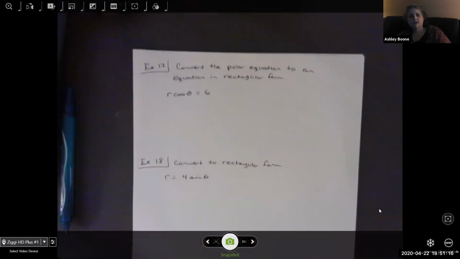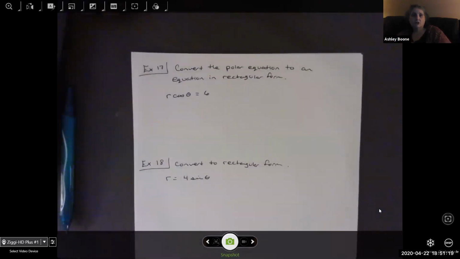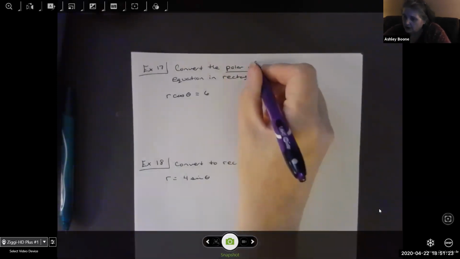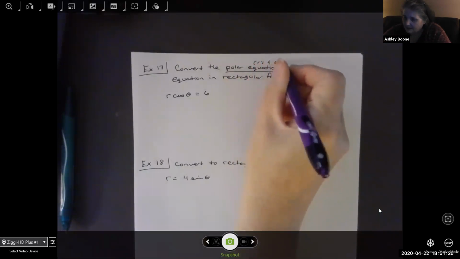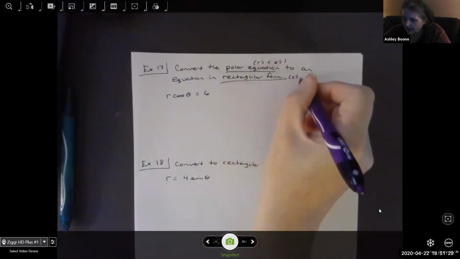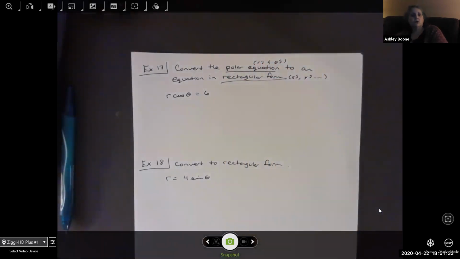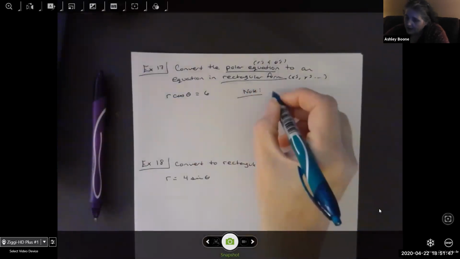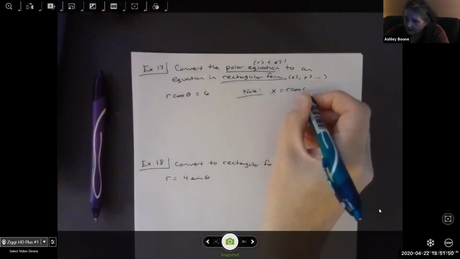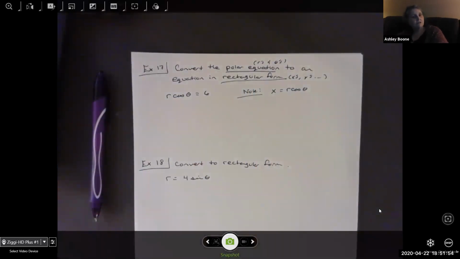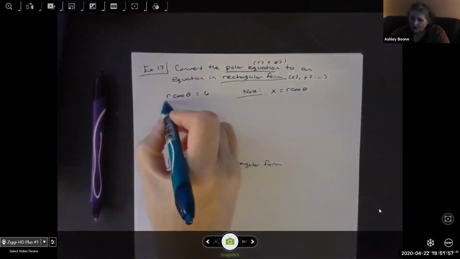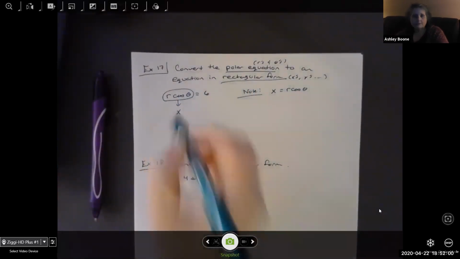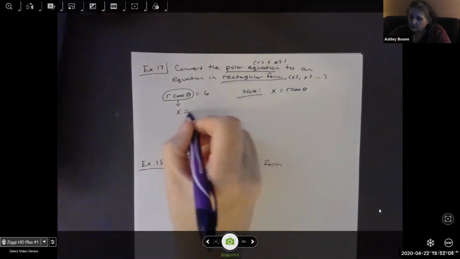Look at this first one, number 17. Convert the polar equation to an equation in rectangular form. Polar equation means it has r's and thetas involved. Rectangular form means we have x's and y's involved in the equation. We're given r times cosine theta equals 6. This one is actually going to be a pretty quick one because remember, we know that x is always equal to r times the cosine of theta. That was one of the things that we just used that we know is always true. We have an r times cosine theta here, so we know that this is x. So we have x equals 6.